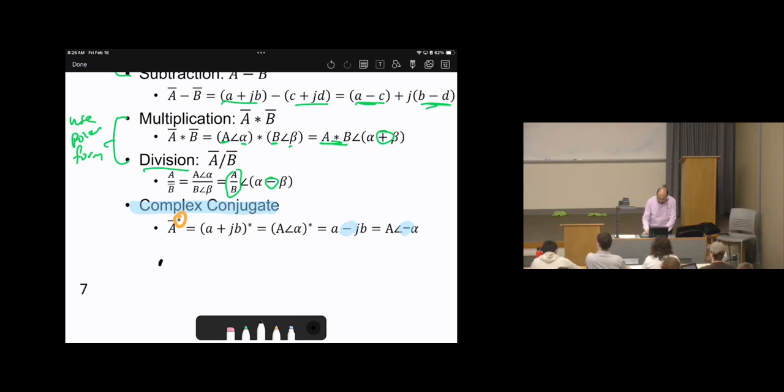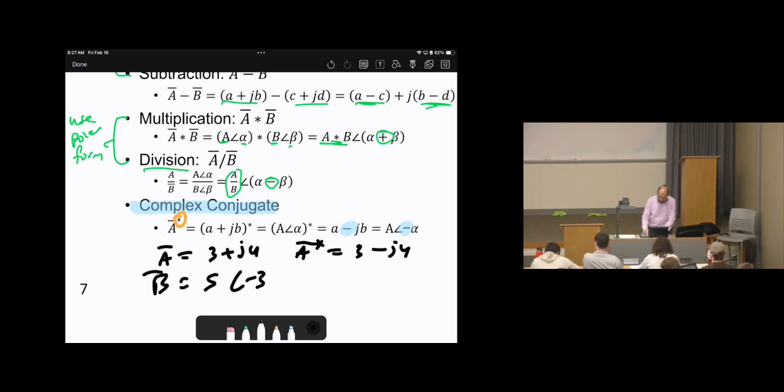For example, if I have A equal 3 plus J4, then A conjugate equals 3 minus J4. Assuming I have B equal 5 angle negative 30 degrees, then B conjugate equals 5 angle negative negative, which will make it positive 30 degrees. So that's the point. The conjugate means flip the sign. If you have polar format, flip the sign of the angle. If you have rectangular coordinates, flip the sign of the imaginary part.